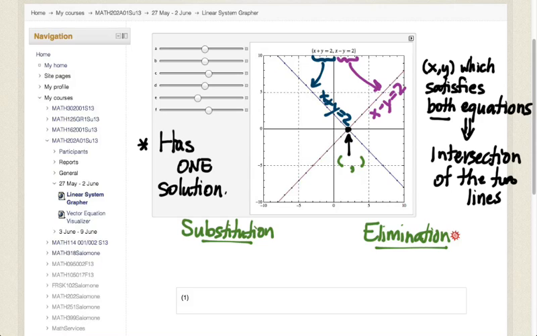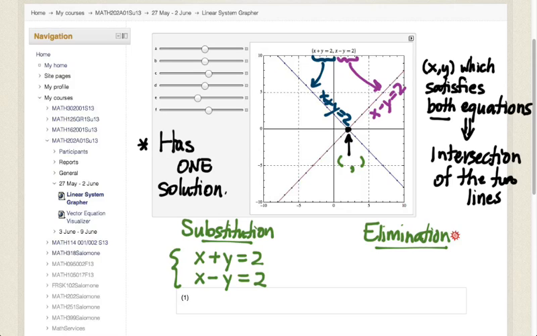So let me copy down this system of equations. x plus y equals 2, and x minus y equals 2. So how do you think the method of substitution works? If you're familiar with solving linear systems by substitution, what do you do first? You solve for x or y and then put it into the other equation?